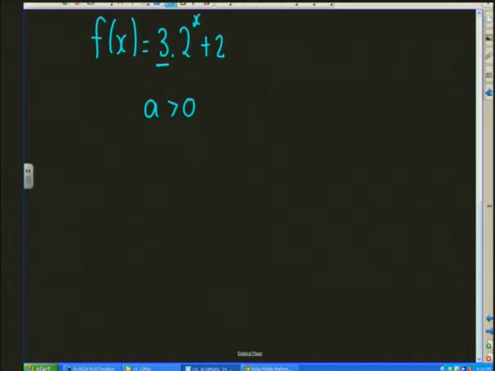So straight away we know it's a positive graph. And what we said before, a positive graph is going to curve upwards. It's an increasing function. All right. So that's what my graph is going to look like. I know what the shape is.